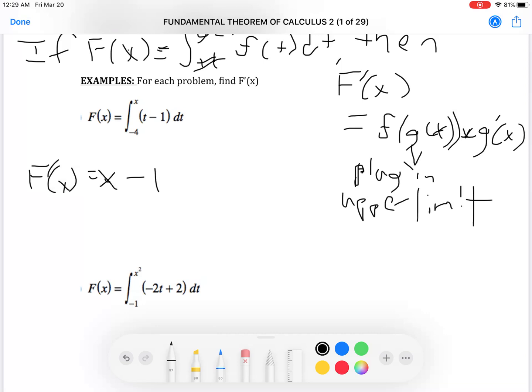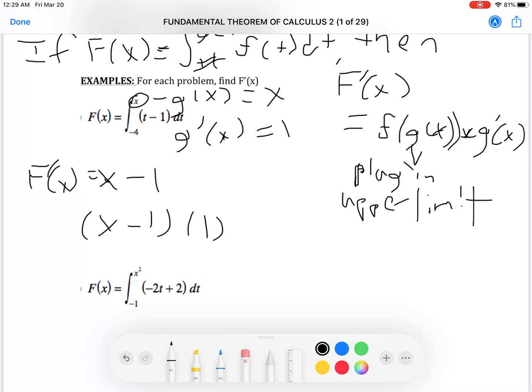Now, if we're staying true to the formula, and this can help us for some of the harder problems, I call g of x just x, and g prime of x is equal to 1. So if I'm staying true to f of g of x, it's just telling us to plug in x and then multiply by the derivative, and we would still get that x minus 1.